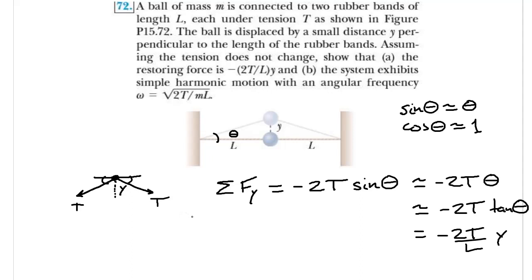To find the frequency of the motion, I should write down the acceleration of the ball. This is the net force from the rubber bands. If I release the ball, then it will be set into motion, and I can now predict what its acceleration is at any moment that it's at position y. The acceleration in the y direction is the net force in the y direction divided by the mass of the ball, and that gives me minus 2T over mL multiplied by y.